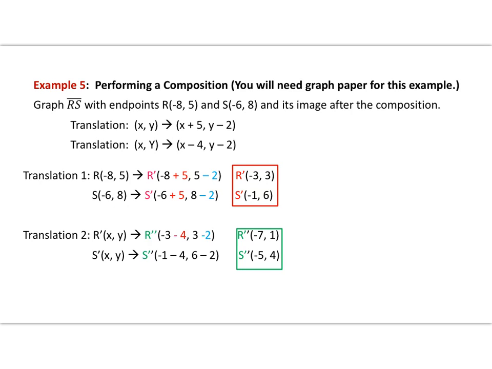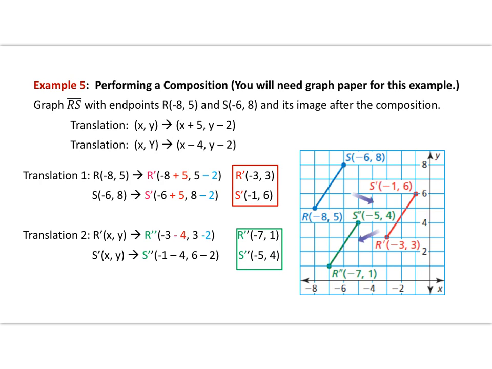Then your second translation is to take what you got as your result from the first translation. Those are the values you use for X and Y for the next movement. So now I'm going to subtract 4 from R prime's X value, which is -3. So this -3 plugs in here for X, minus 4, resulting in -7. Then this 3 plugs in for Y, subtract 2, resulting in 1. Do the same thing for S. So take these S prime values, plug in for X and Y. For S double prime, I end up at -5, 4.